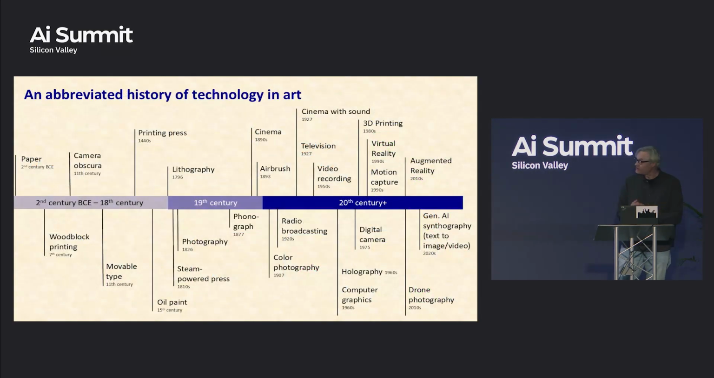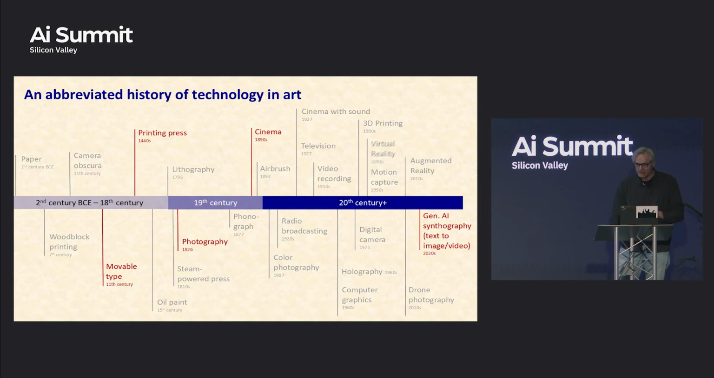Okay. This is an abbreviated history of technology and art. You can see over there on the left, you have paper in the 2nd century BCE going all the way up through generative AI, text, image, and video more recently. In all of these cases, these technologies have influenced and in some cases completely disrupted art. There's a longer version of this talk where I dive deep into movable type, the printing press, photography, cinema, all the way up through generative AI, but we don't have time to talk about all of those. Grab me later, find me on LinkedIn. I will talk your ear off about this stuff if you are interested.